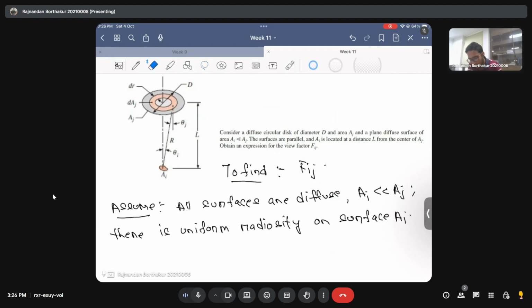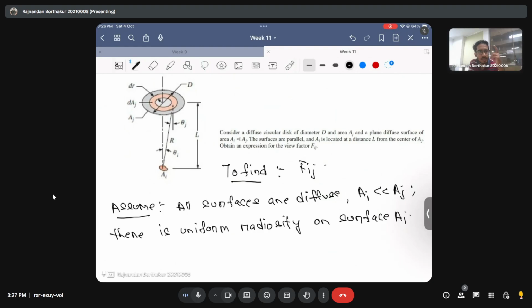assumption, which is the very fact that these surfaces AI and AJ are diffuse surfaces, and as given in the question, AI is significantly less than AJ. Okay, and of course we are assuming uniform radiosity from the surface AI. Okay, so given this, we are asked to find out the view factor Fij. And remember, we will just utilize three things in order to solve any problem involving view factor.